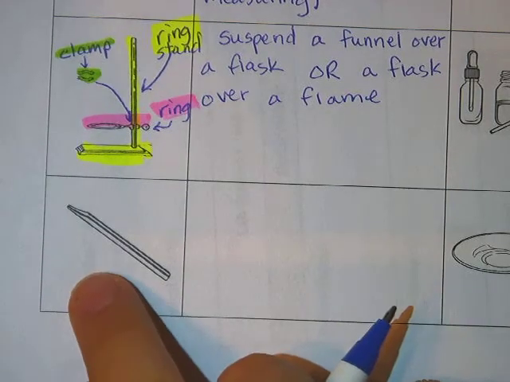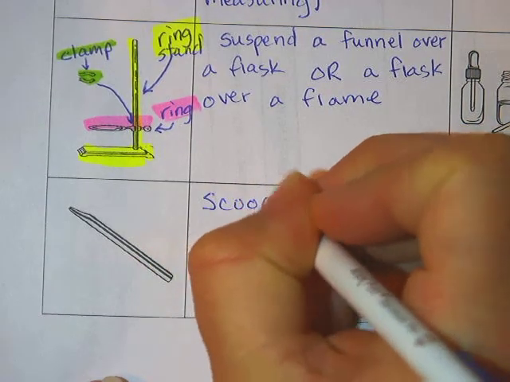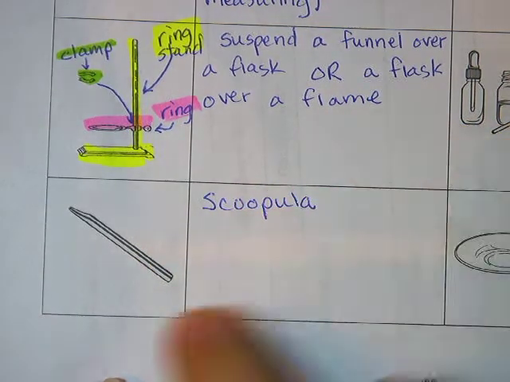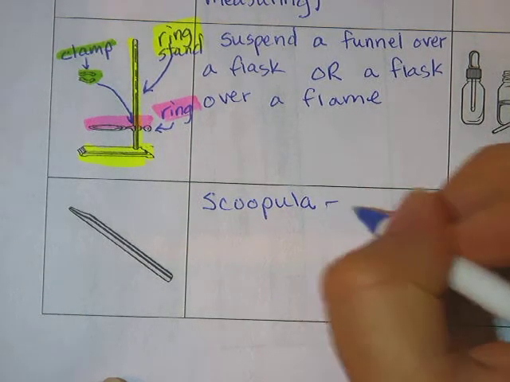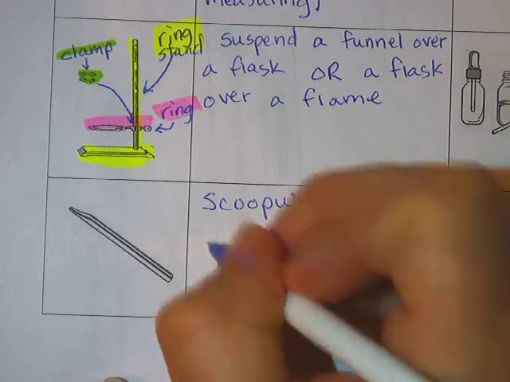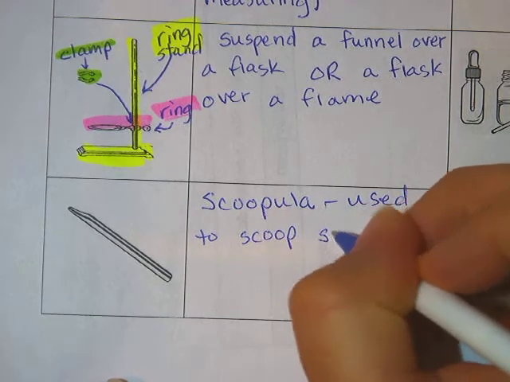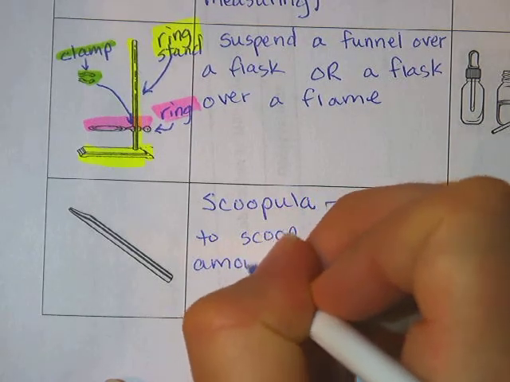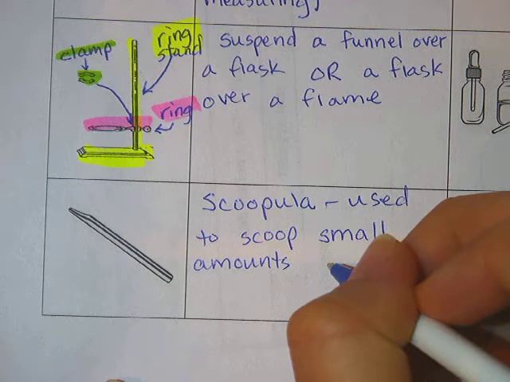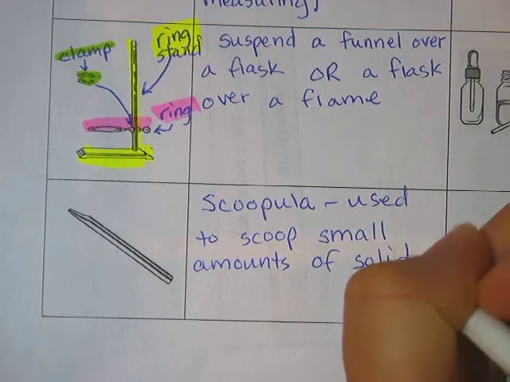This next thing is called a scoopula. And I'm going to give you one guess. What do you think a scoopula does? It scoops. It is used to scoop small amounts of solid. We don't use this for liquids or gases. We use it for small amounts of solid. Pretty straightforward.